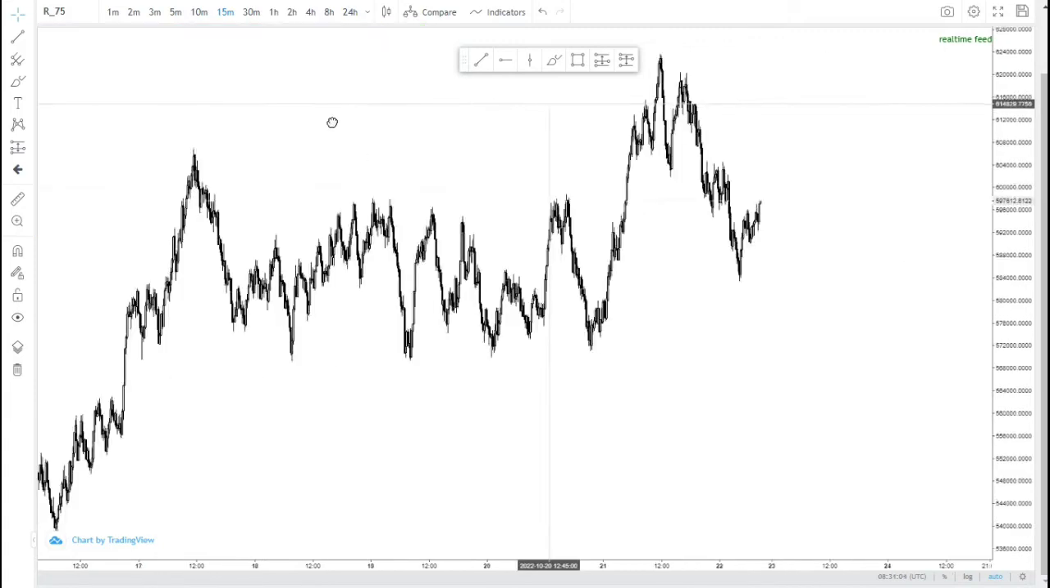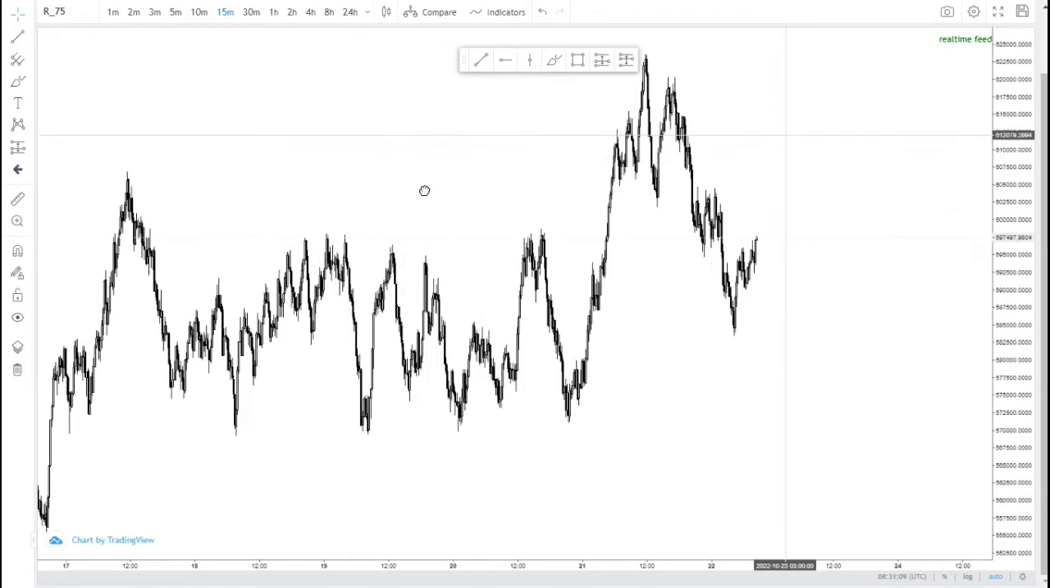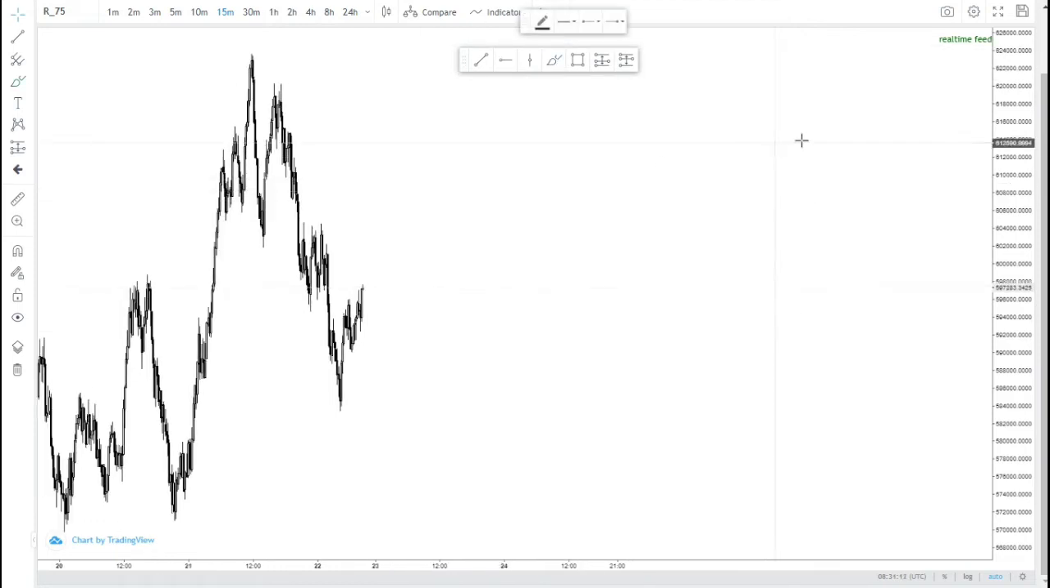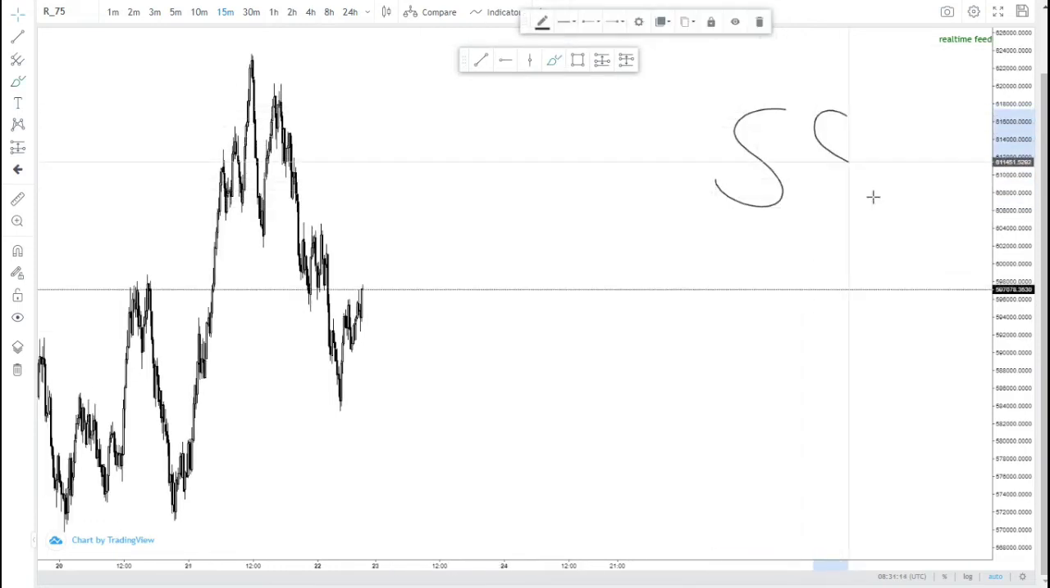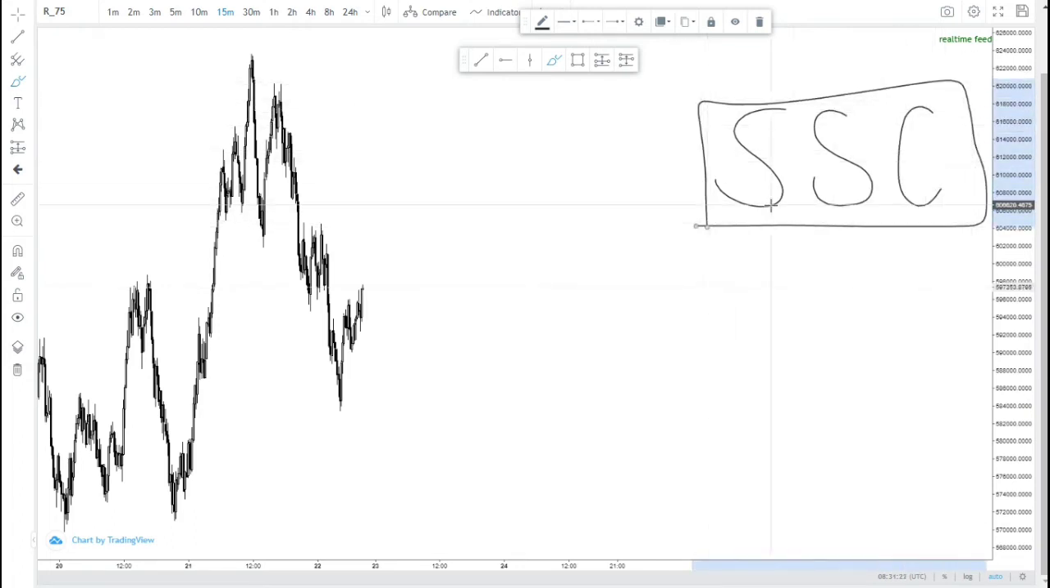So we're basically on the V75 pair in the 15 minutes, but we're going to be looking for the same three things, right? Which are structure, S&D, and confirmation. These three things are where the whole MMC footprint strategy is rooted from. Now we're going to start identifying one thing after another in the chart, right?